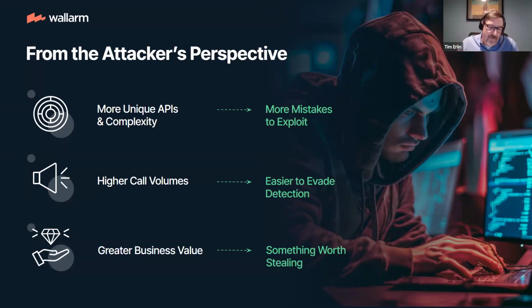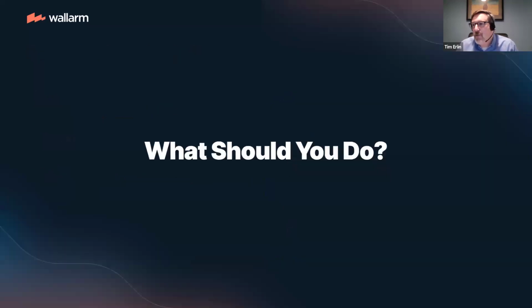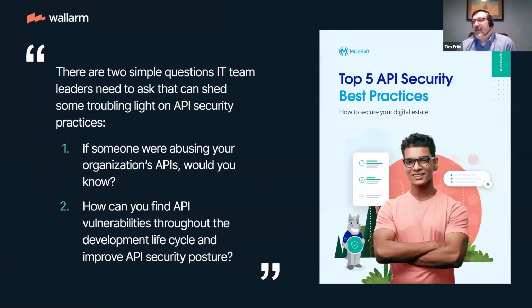Deploying MuleSoft has great business value, lets you do a lot of things around those APIs that are important, but it also makes you an attractive target for attackers targeting APIs. And that really brings us to the question of what you should do, which is always the most important question, right? We talk about what the environment looks like, what the threats are, but what should you be doing about it? Well, I'll start with the fact that MuleSoft offers their own API security best practices, and they ask two simple questions there. If someone were abusing your APIs, would you know? And how can you find vulnerabilities throughout the life cycle?